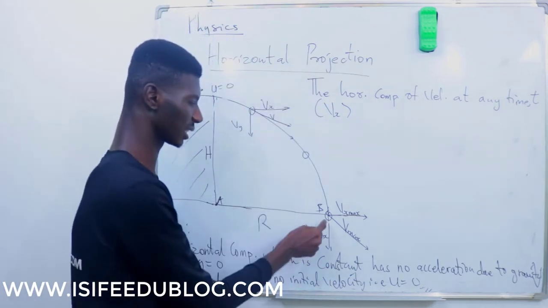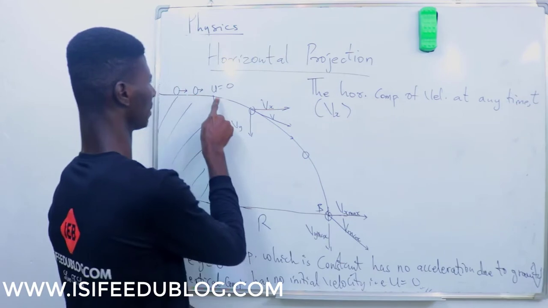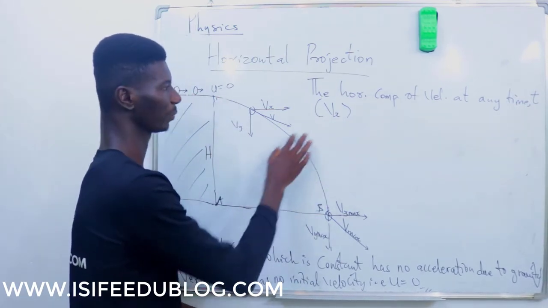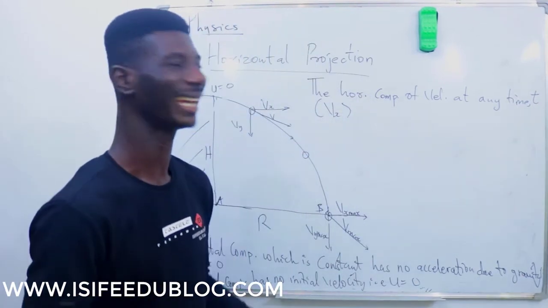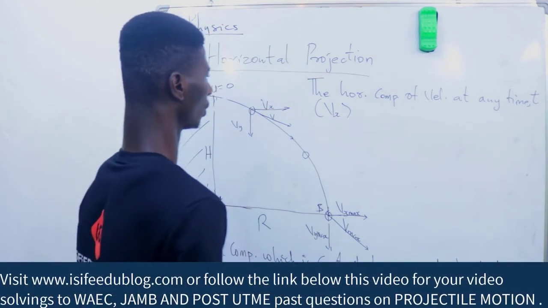But once it's about to hit the ground, it changes to max. But at any time it can be here, it can be here, it can be at any point here. That is what I mean by any time t. Some tests call it any instant in time t. It doesn't matter. So what do we do about that?